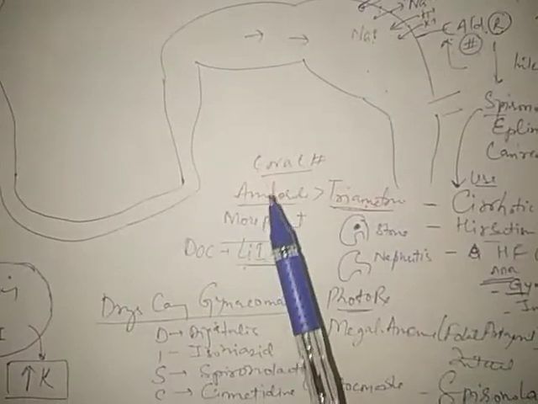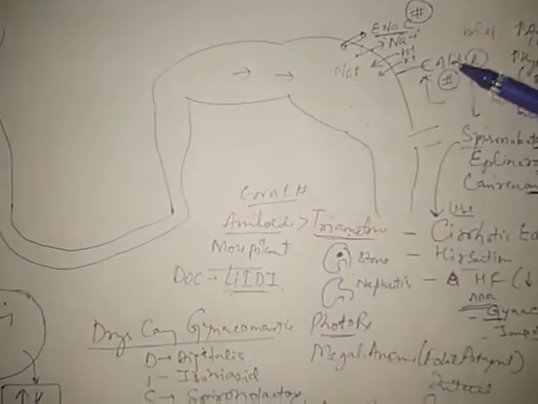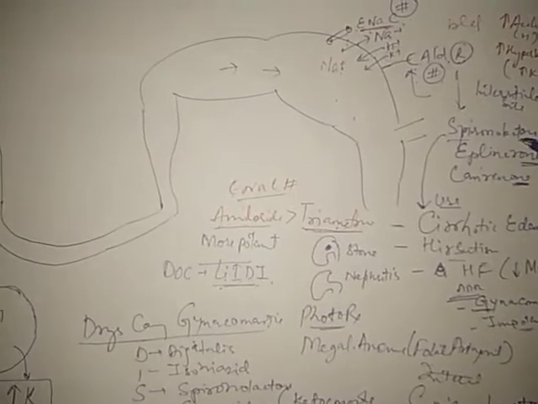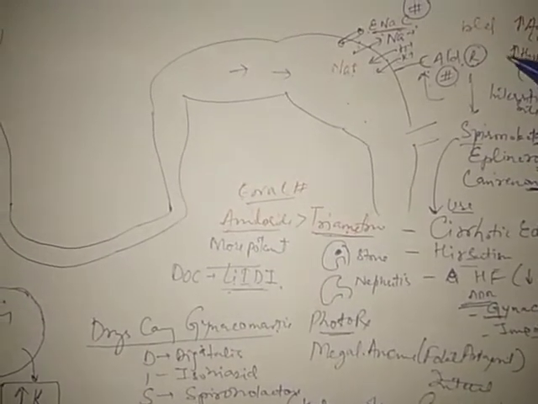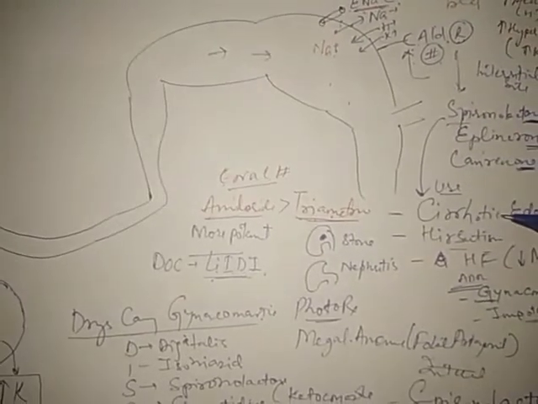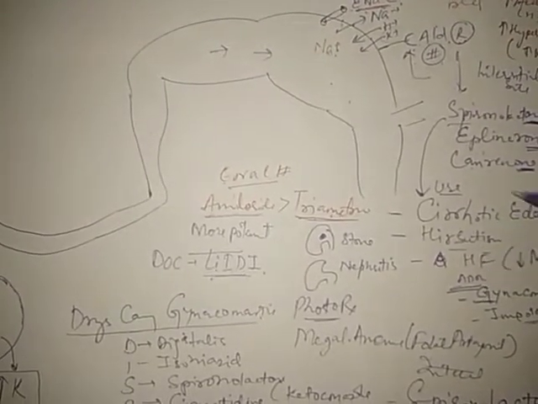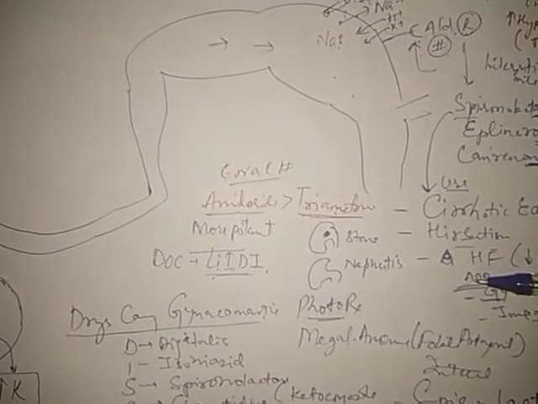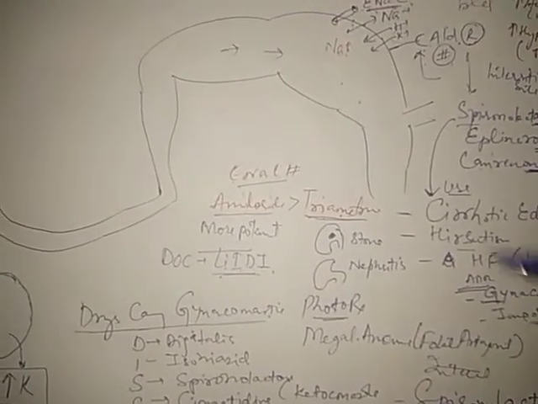The drugs in the epithelial sodium channel blockers we told are amiloride and triamterene, and in the aldosterone receptor blockers we have spironolactone, eplerenone and canrenone, anything ending with one, those are the aldosterone receptor blockers. Uses for spironolactone: we use it in cirrhotic edema, hirsutism and heart failure. In heart failure, it reduces the mortality. Adverse effects: it causes gynecomastia and impotence.